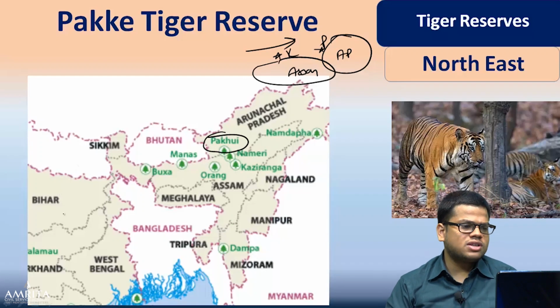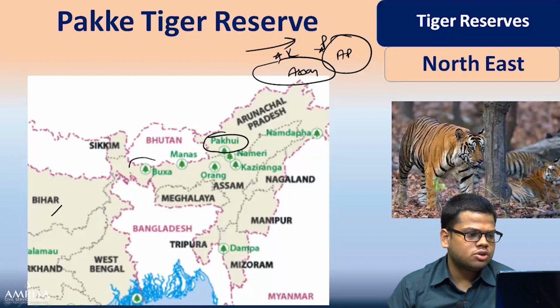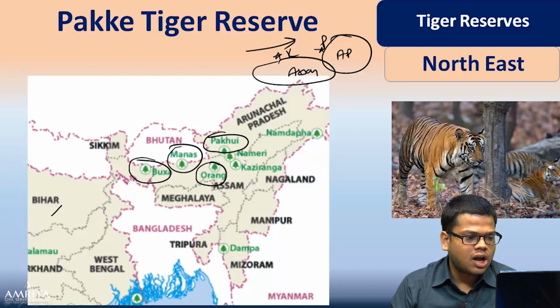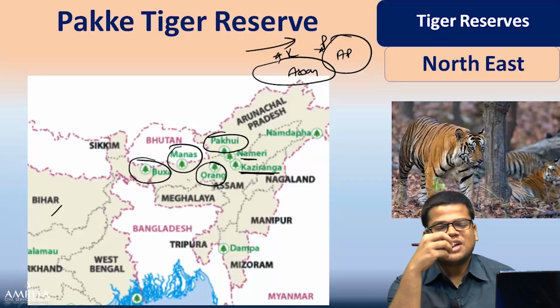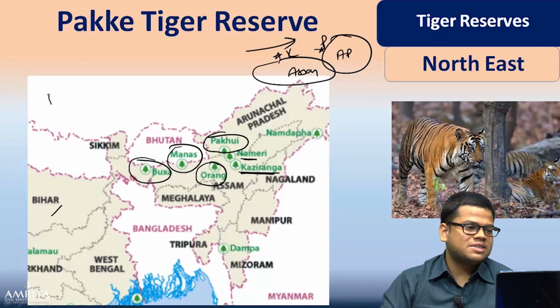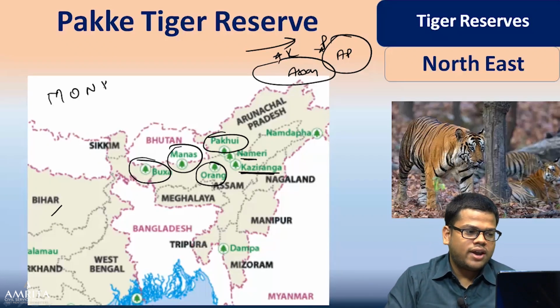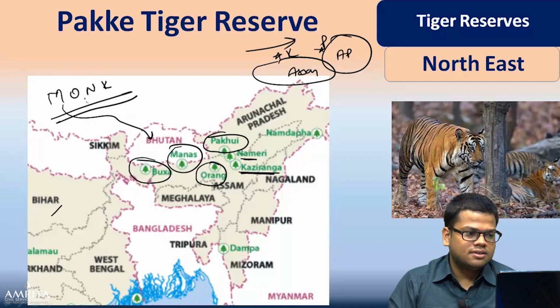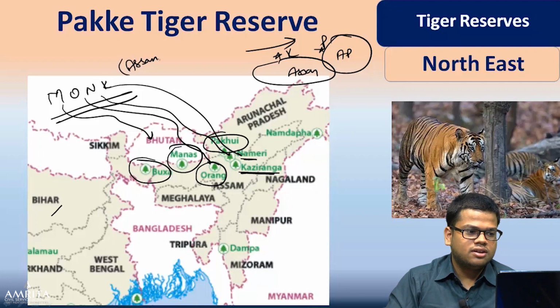We will see some more. For example, in this map we should see some more mapping. Baksa we have already discussed. The Manas, the Orang, the Nameri, and the Kaziranga. I used to remember it by a very small mnemonic, MONK. That is Manas, Orang, Nameri, and Kaziranga. Basically, these are in Assam only.